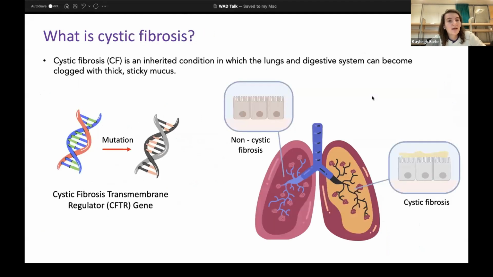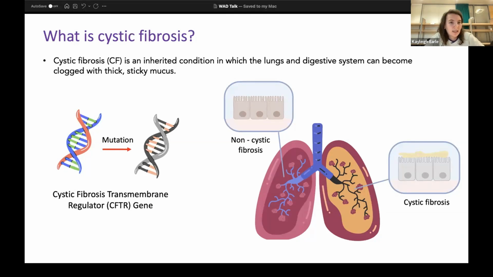So just a bit of background then, in case anybody doesn't know what cystic fibrosis is. It's an inherited condition in which the lungs and the digestive system become clogged with thick, sticky mucus. It's a result of a mutation in the cystic fibrosis transmembrane regulator, or CFTR gene. Mutations in this gene cause a loss of function of the protein, and then this means that it can't carry out its job.